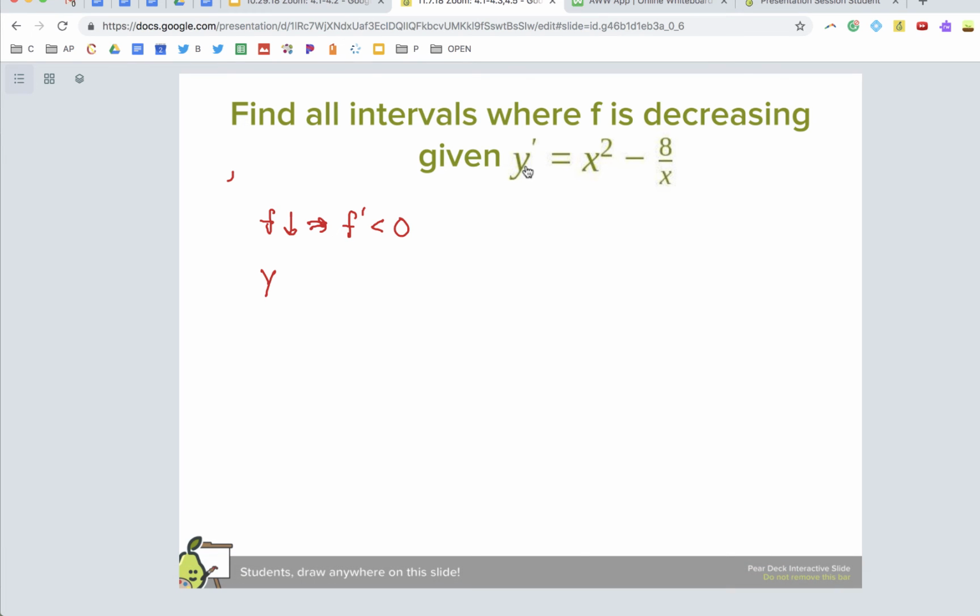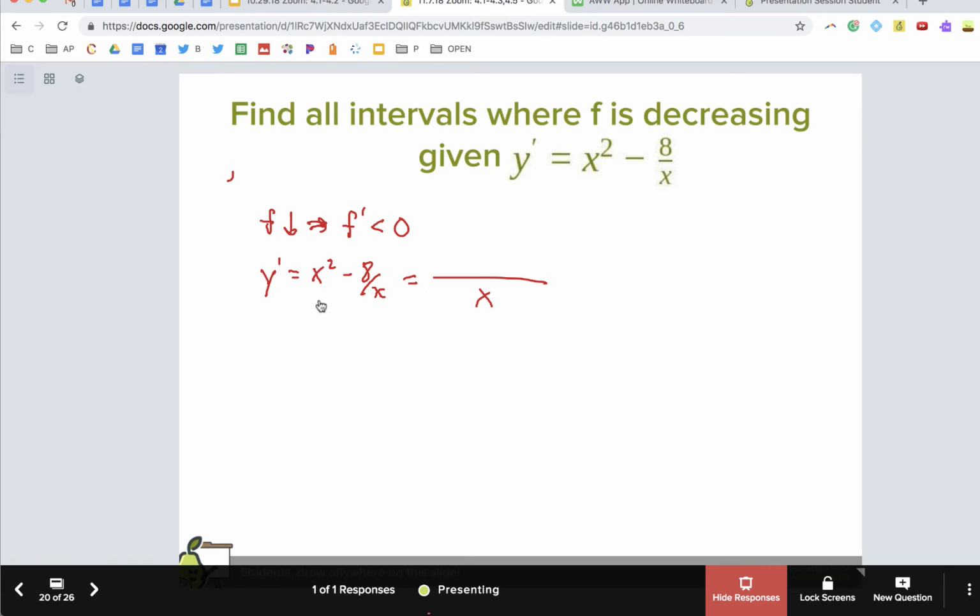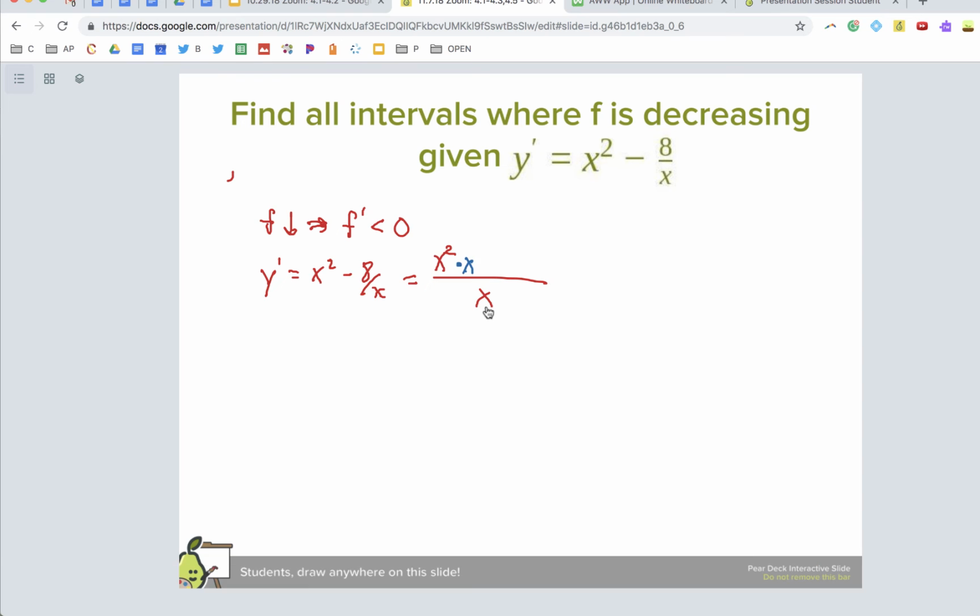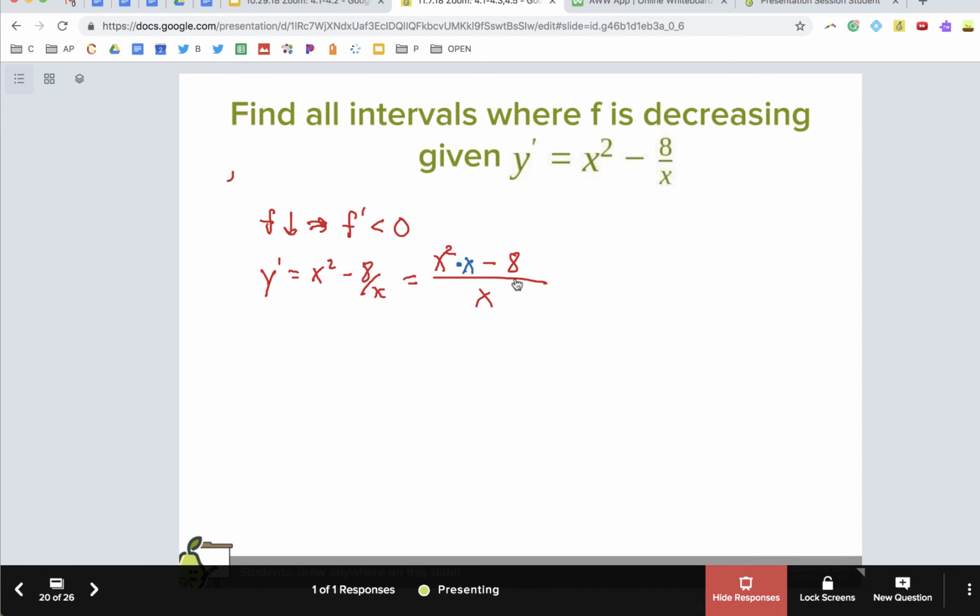So y prime equals x squared minus 8 over x. So we better put this with a common denominator. So to get from x squared over 1 to something over x, we need to multiply by another x. And then to get from the 8 over x to something over x, we do nothing. So we have x cubed minus 8 all over x.